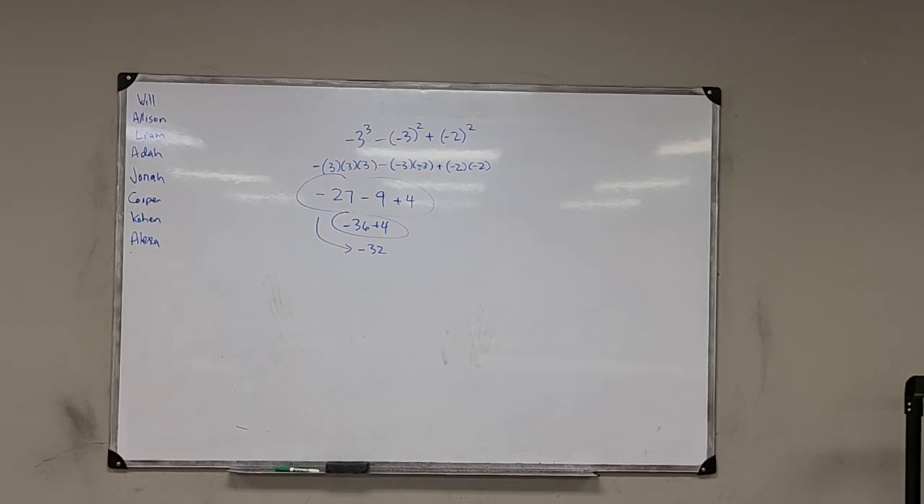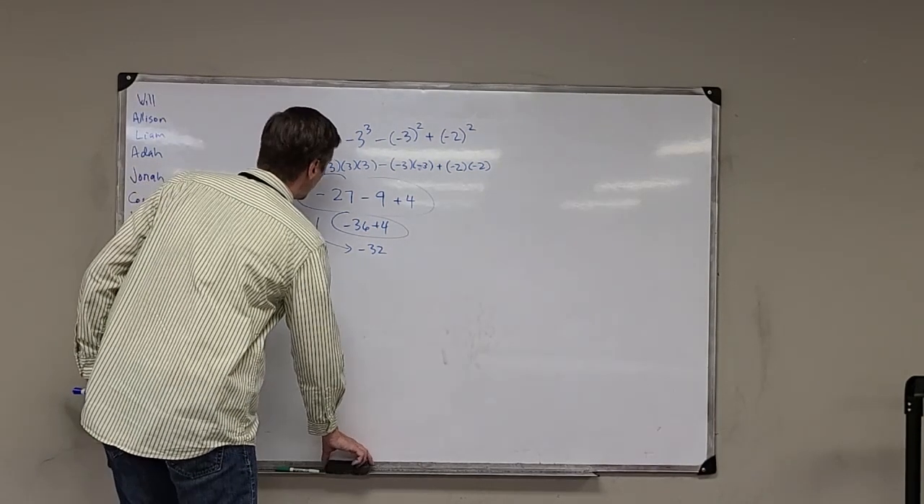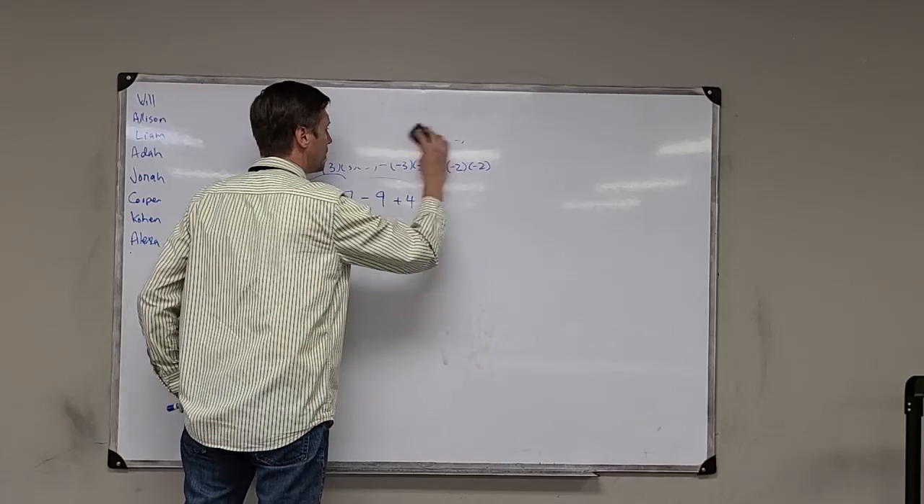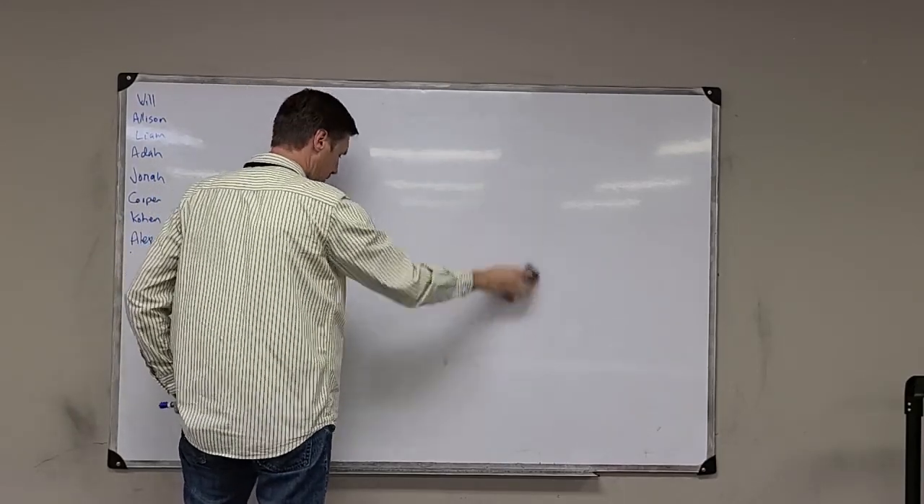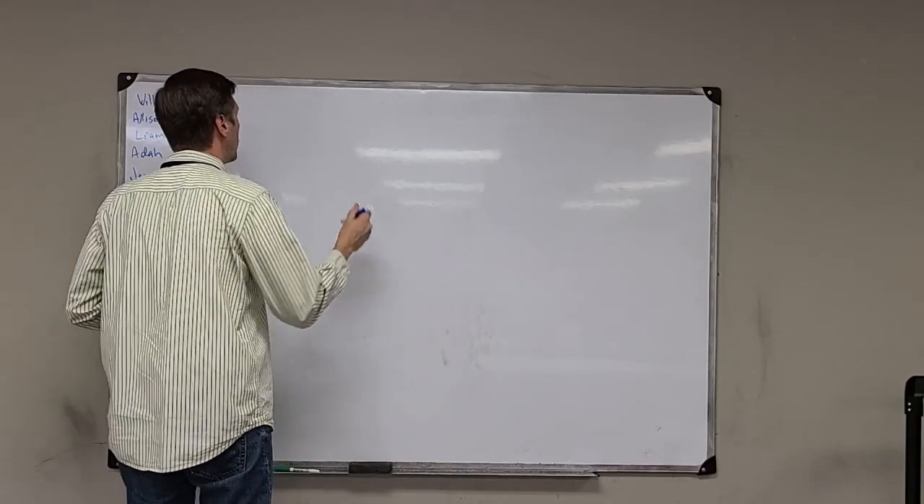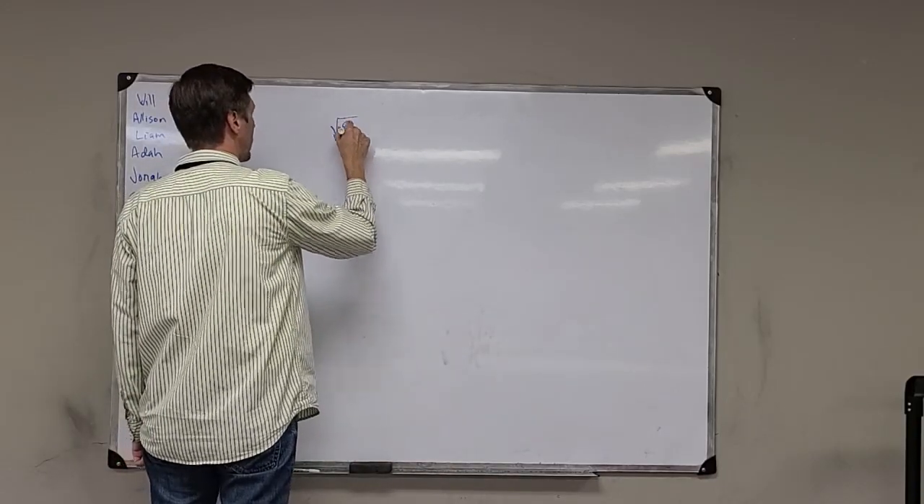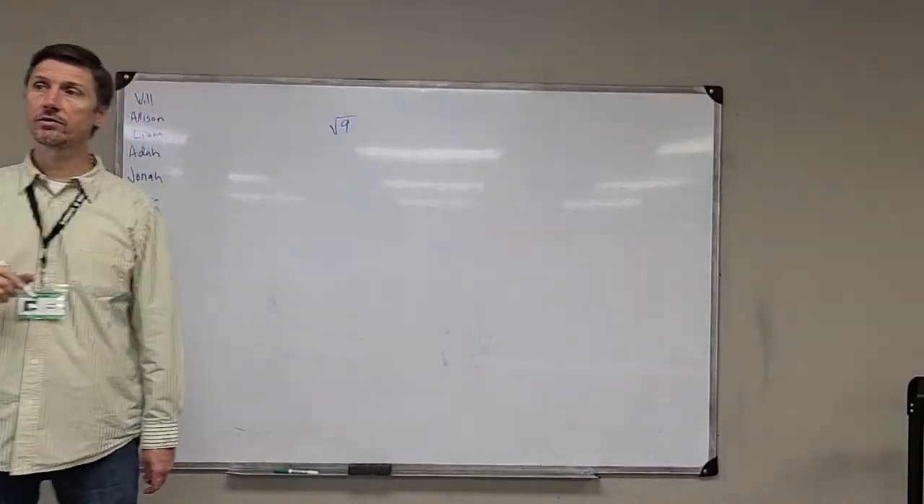Okay, let's talk about roots. This is just when you're taking the square or the cube of something, right? When you've got something under a radical sign. So we're familiar with that already. You guys could probably already tell me what the square root of 9 is.